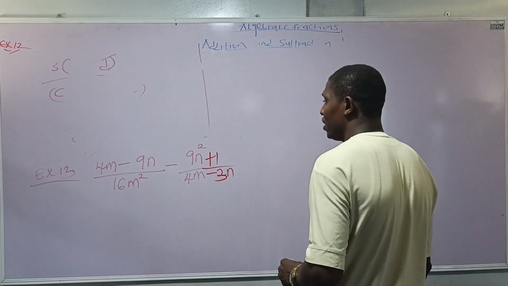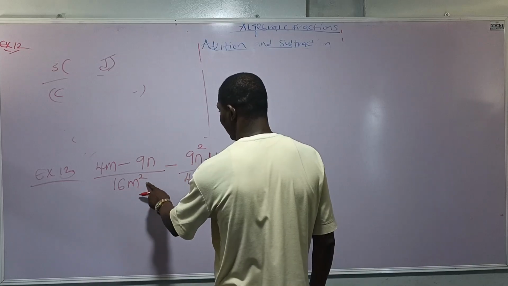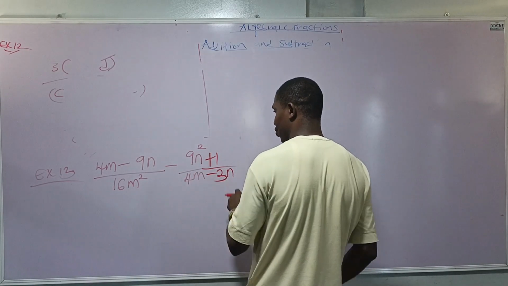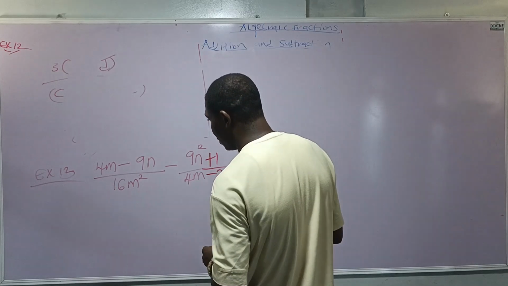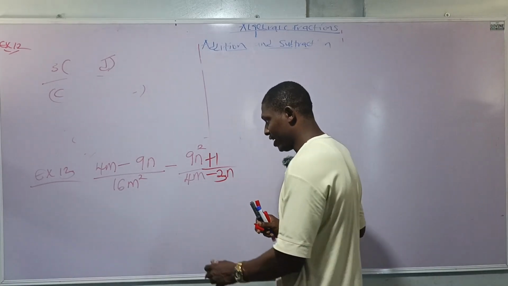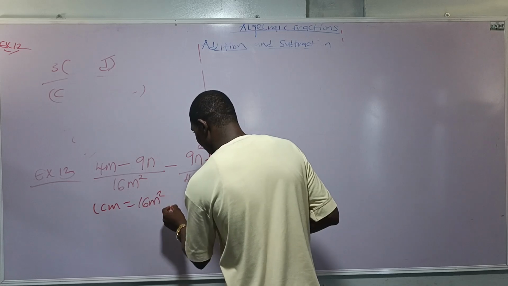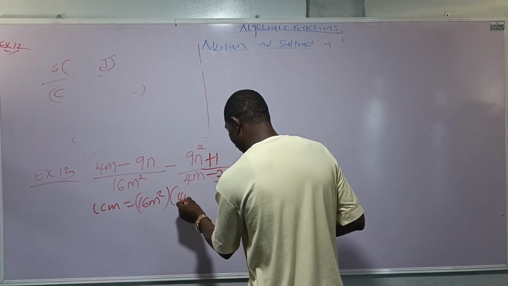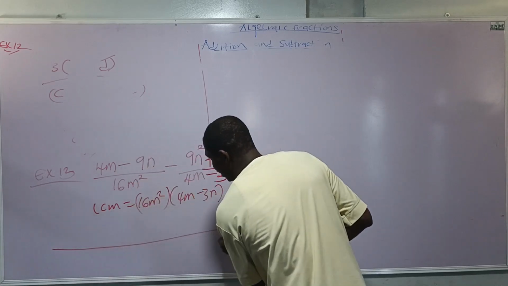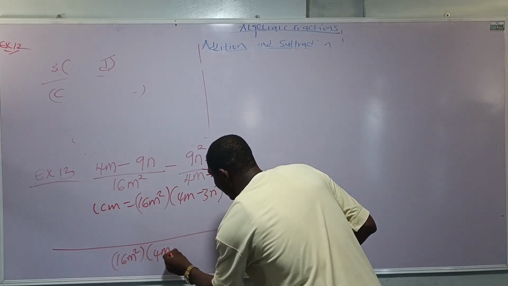Example 12. So our next question is this. 4m minus 9n all over 16m squared minus 9n squared plus 1 all over 4m minus 3n. We can see that there's nothing in common between 16m squared and 4m minus 3n. So our XCM will be equal to 16m square in bracket 4m minus what? 3n.